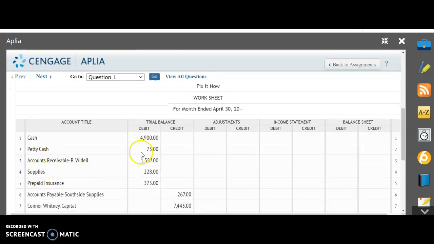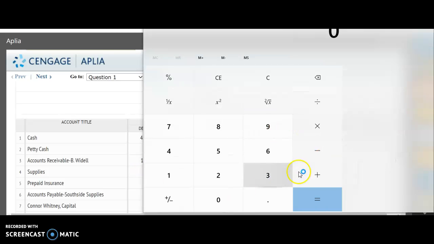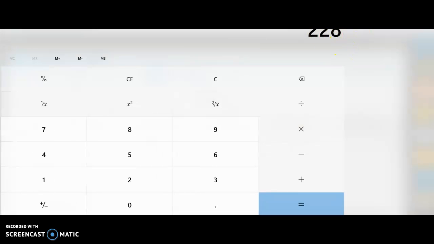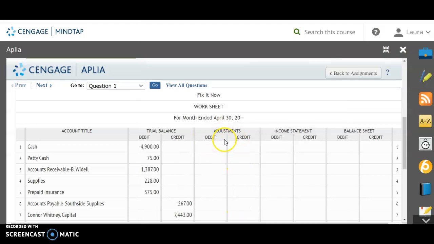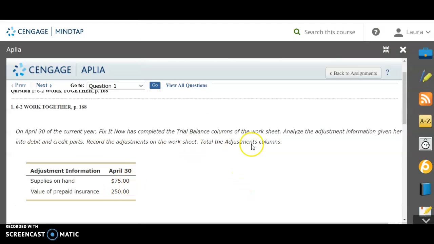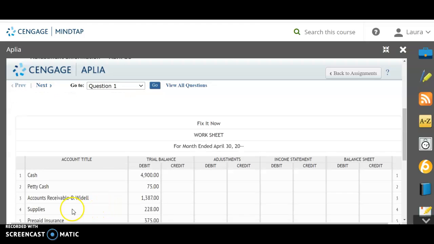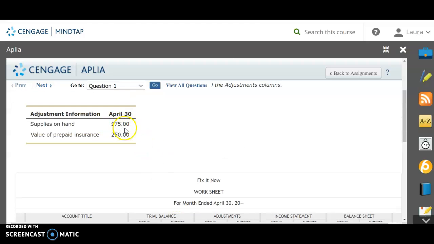If we look at our supplies on the worksheet at the beginning, it was $228. So we're going to take our calculator and take the $228, and we're going to subtract the amount that's on hand of $75, and we're going to get $153 of the amount that we actually used during that period. So that's what we have to make the adjustment for, what did we use. So again, it's just the beginning, 228 minus what is on hand.